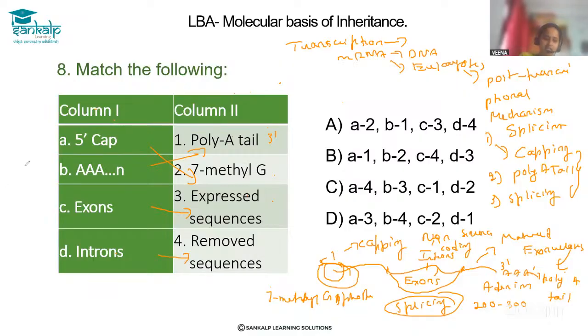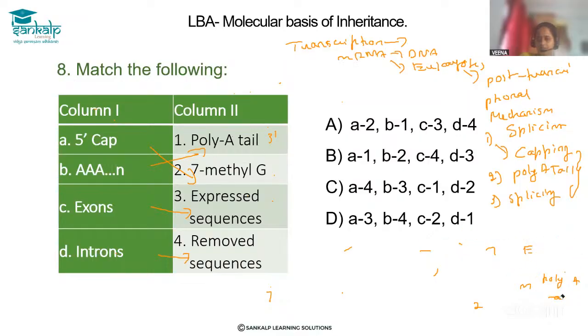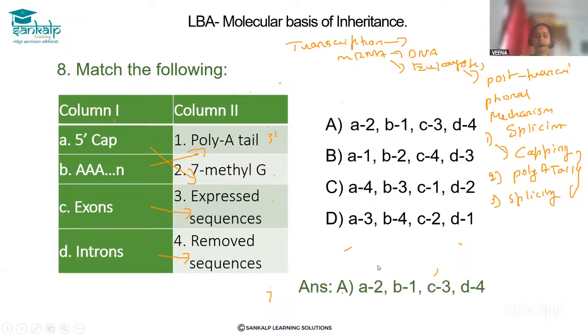So which one is the correct answer, dear student? If you observe, option A is correct here. Option A is 2, B is 1, C is 3 and D is 4. Thank you.